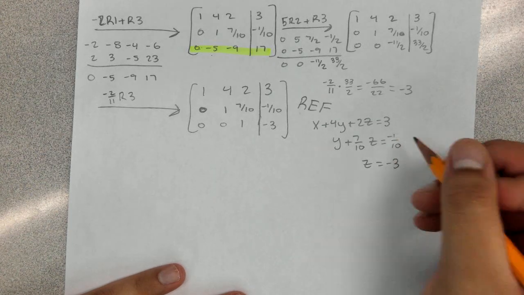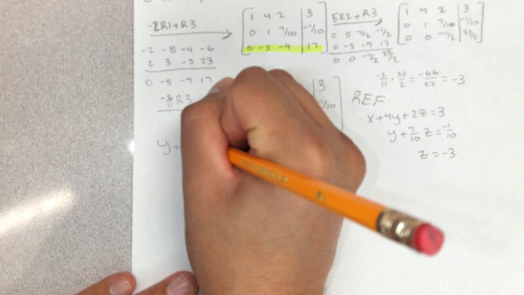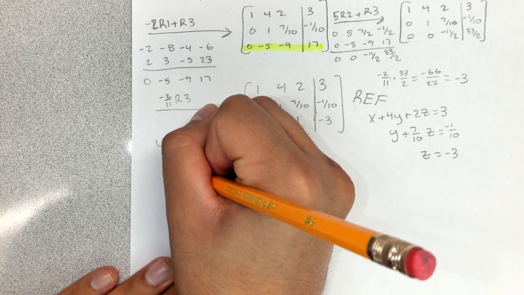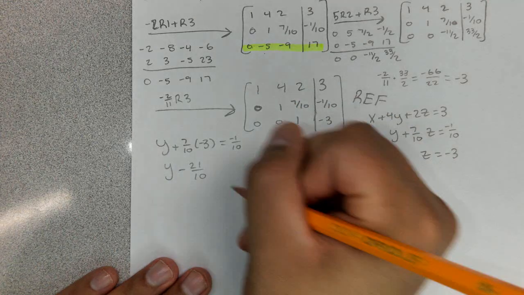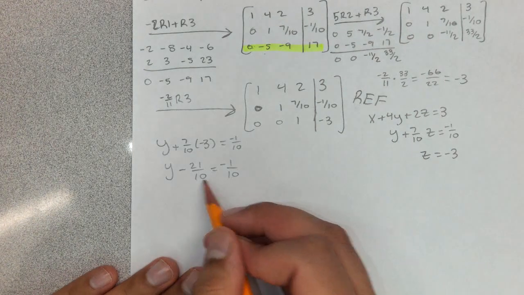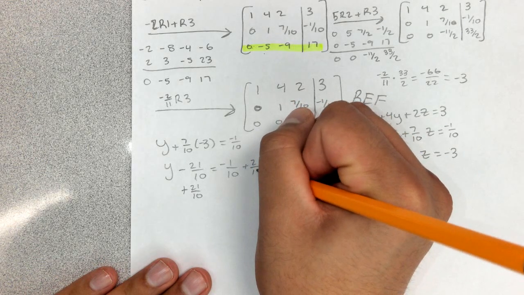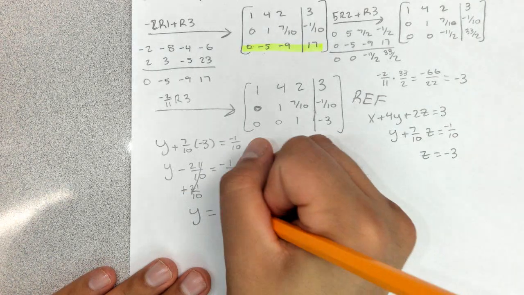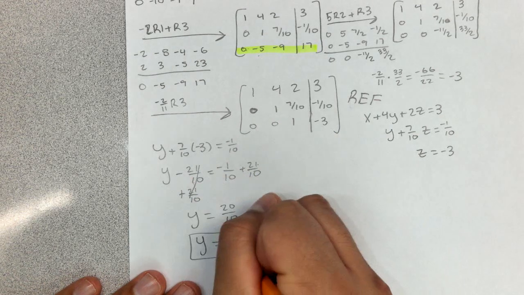Alright, so now let's plug z into the second equation. I'm going to do that off to the side right here. y plus 7 over 10 times negative 3 equals negative 1 over 10. That's going to give us y minus 21 over 10 equals negative 1 over 10. Alright, so this is good because they both have the same denominator, so let's add the 21 over 10 to both sides. Negative 1 plus 21 is 20 over 10, and 20 over 10 reduces to the number 2.